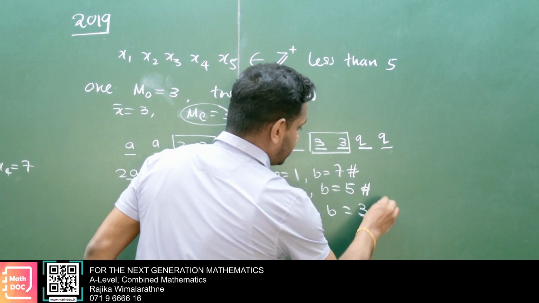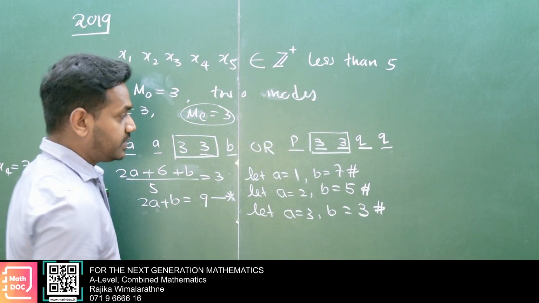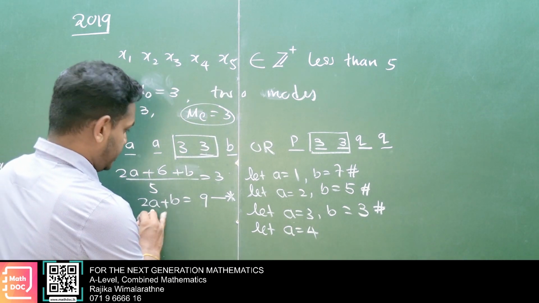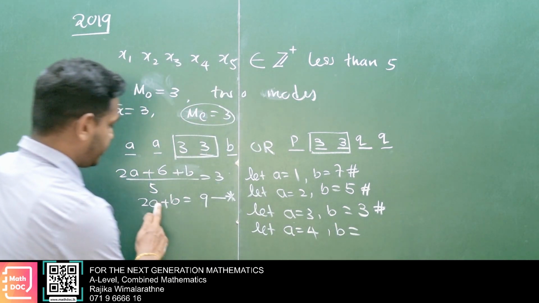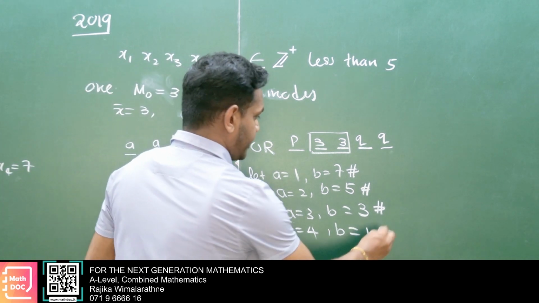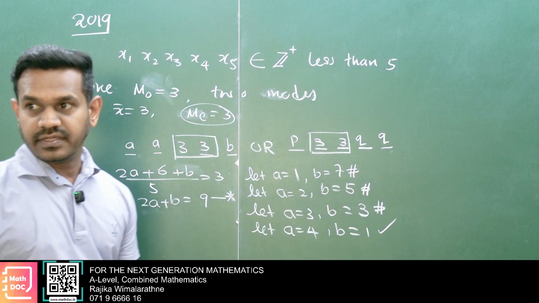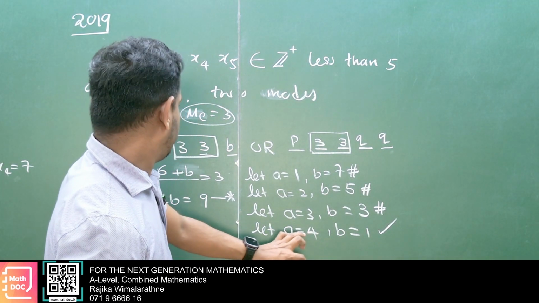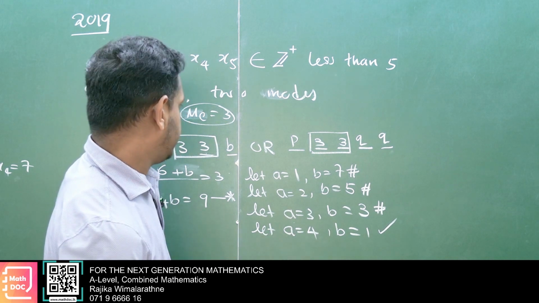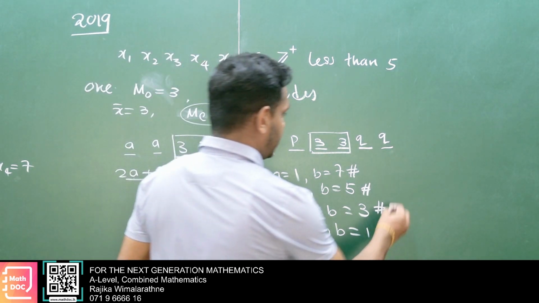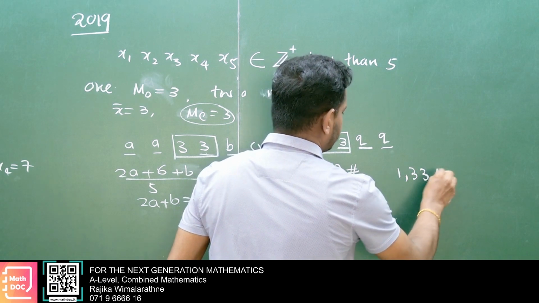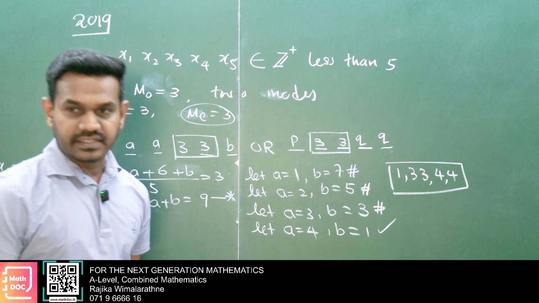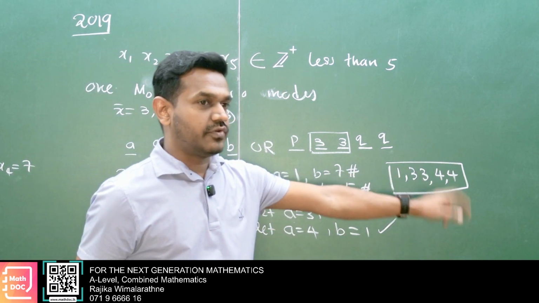A equal 3, B equal 3 is wrong again because there would be 2 modes, no? Then let A equal 4, then B equal 8, B equal 1. It is correct, no? Correct. Therefore, possible values are 1, 4, 4, 1, 4, 4, 3, 3. Here, 1, 3, 3, 4, 4. That's the set.